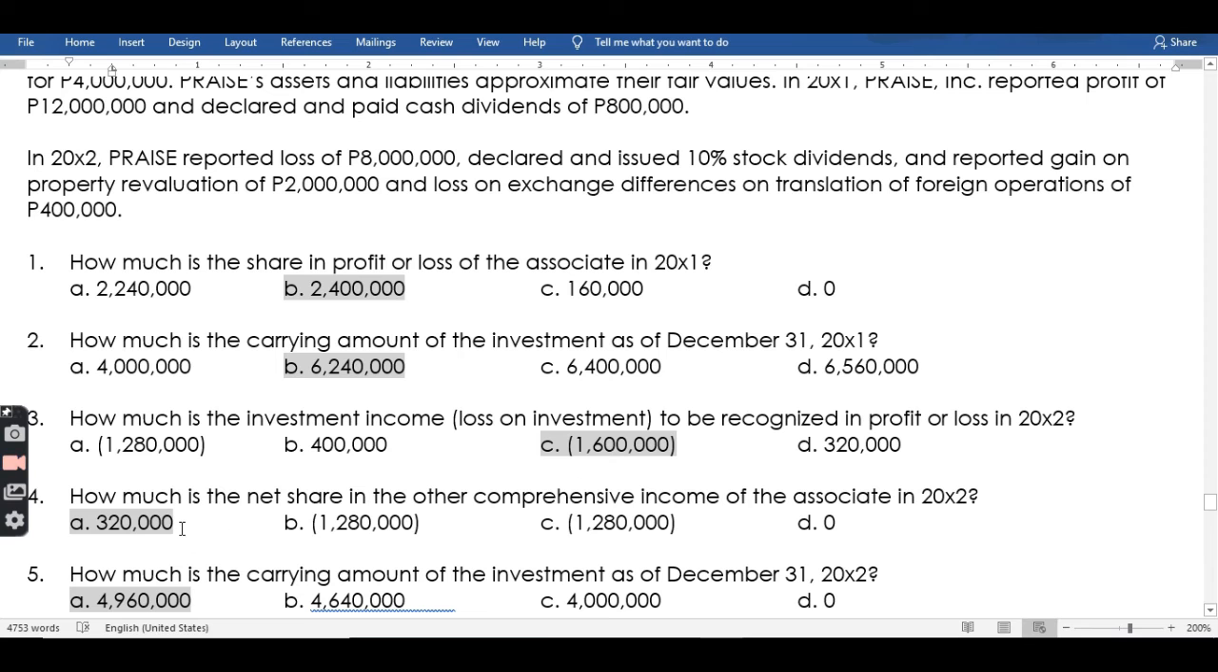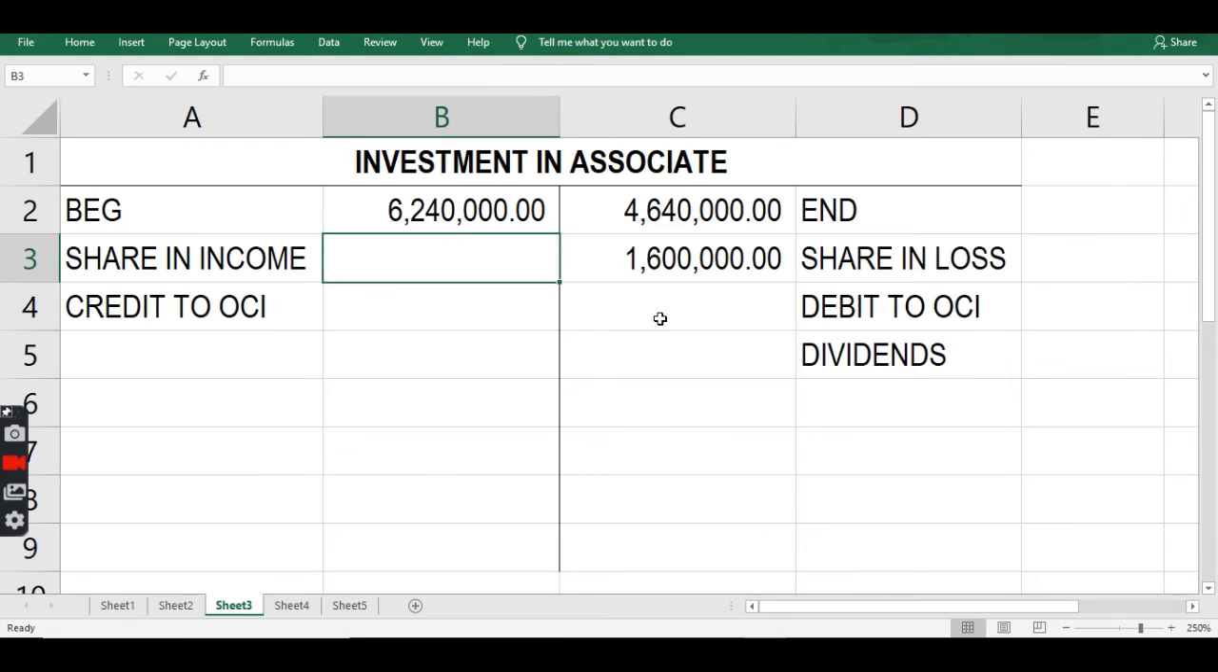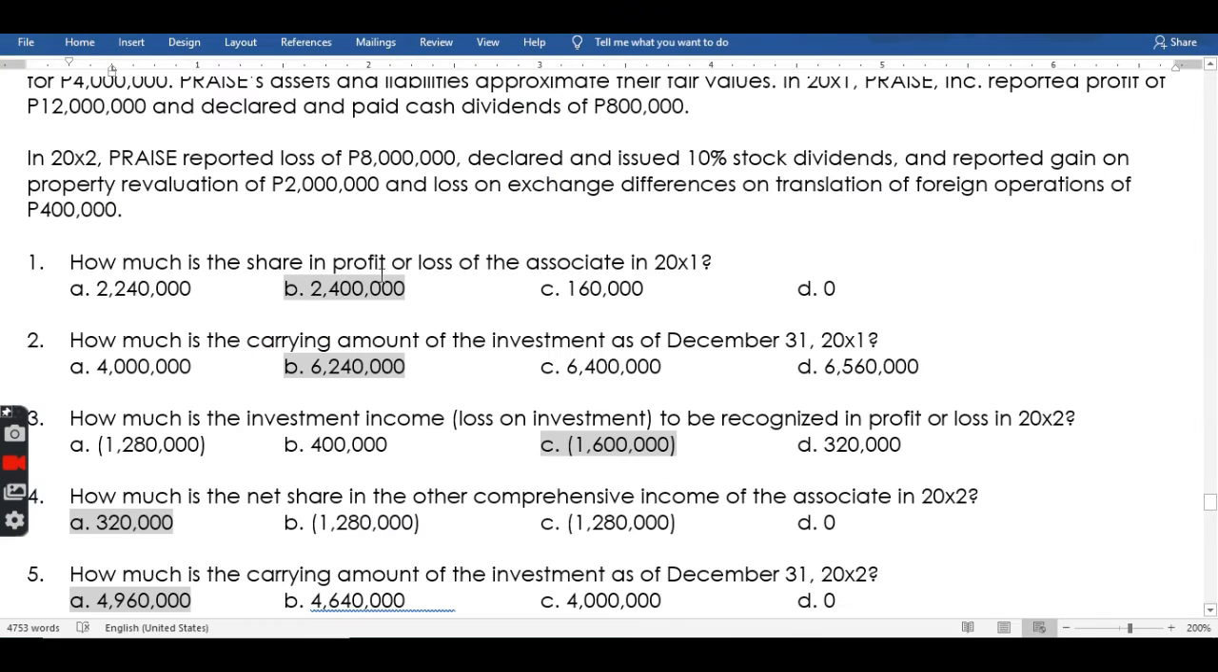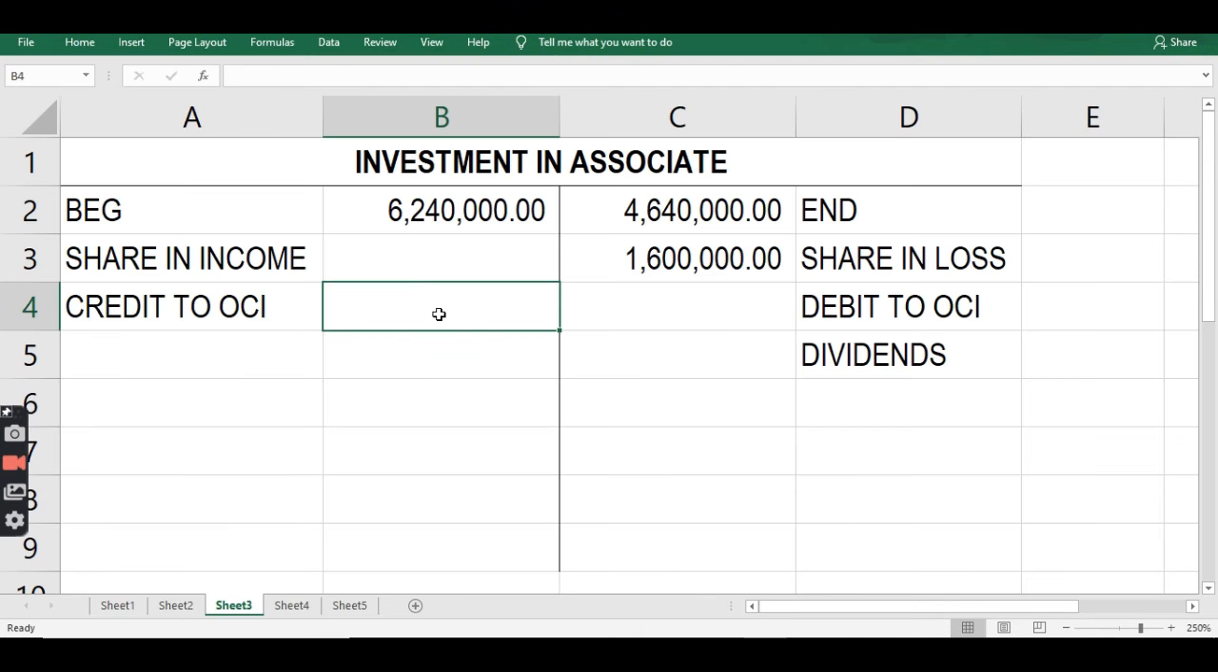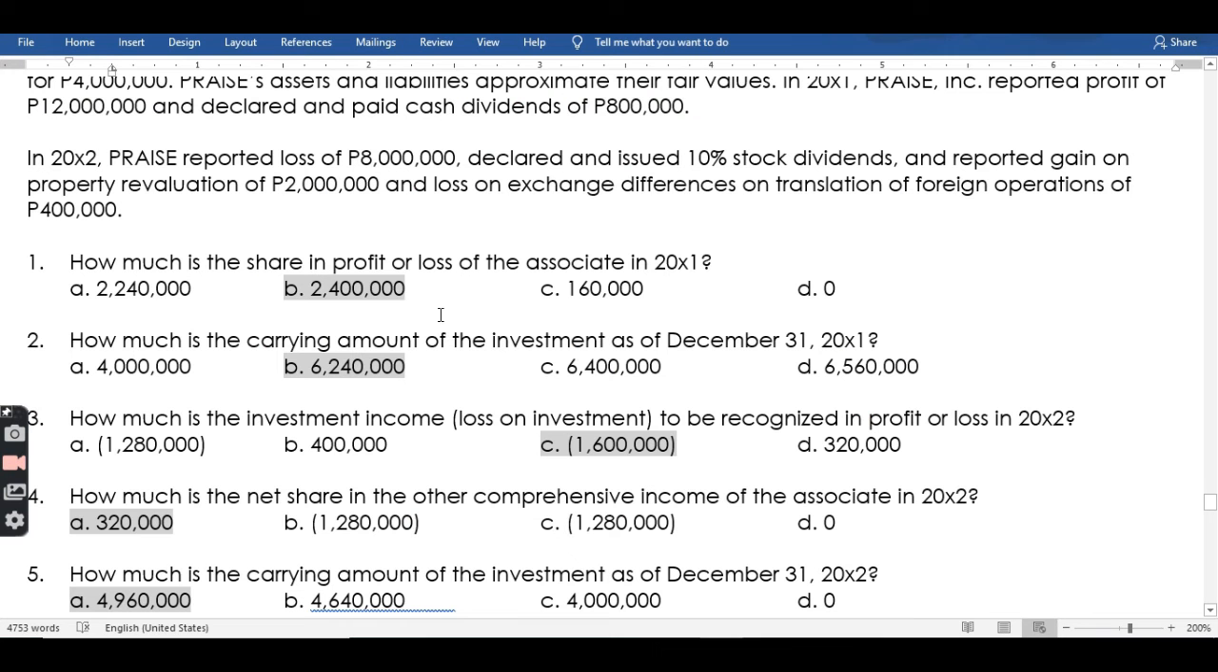1,600,000. Magkano yung share in other comprehensive income? So, dito naman tayo maglalagay. Okay? So, una, sinabi may property revaluation na 2 million. That's actually a credit to revaluation surplus or OCI. So, ang lalabas ngayon dyan, dito tayo. So, that's going to be 2 million. Pero 20% lang sa atin dyan. Okay, so that's going to be 400,000.